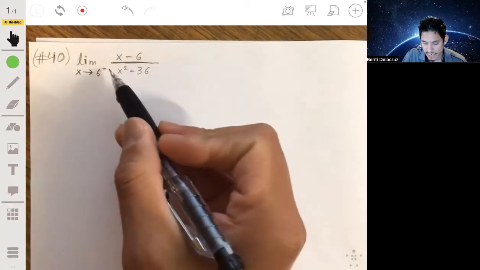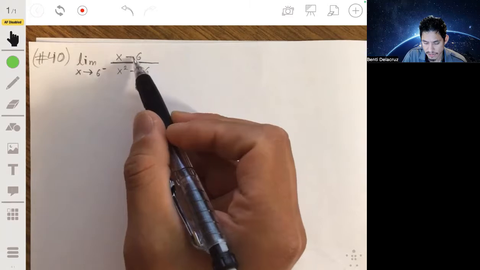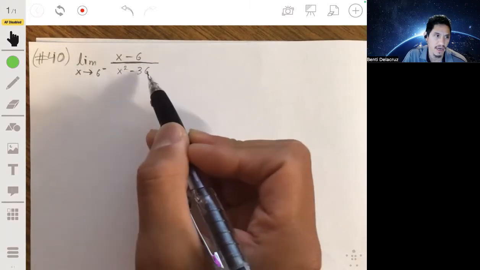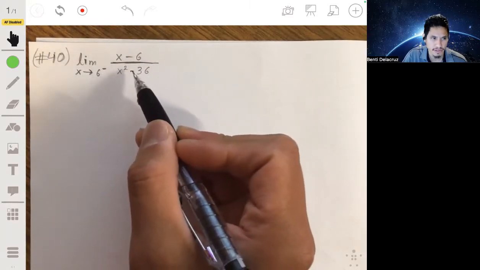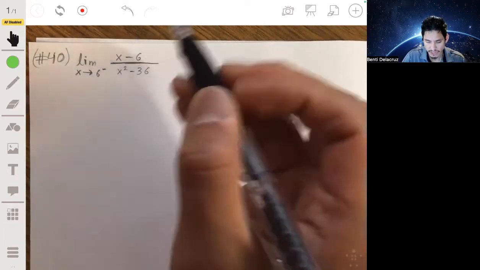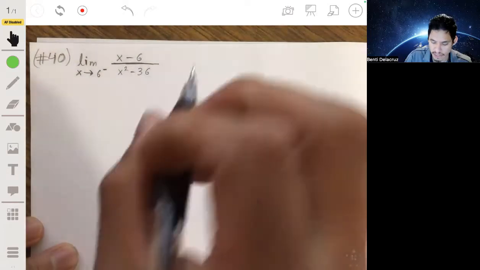Now, in this case, if you plugged in 6, you would get 0 over 0. You would get 36 minus 36 in the denominator. And so that wouldn't be okay. You've got to do something so that you don't just get an undefined expression.